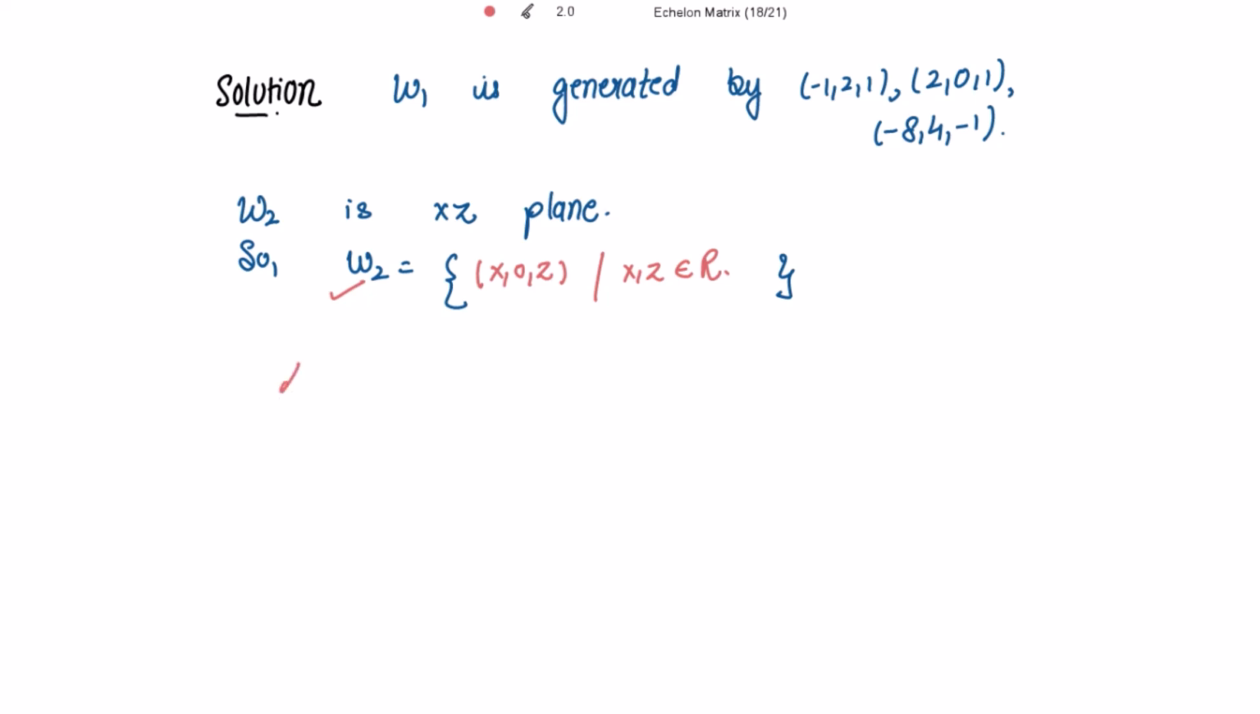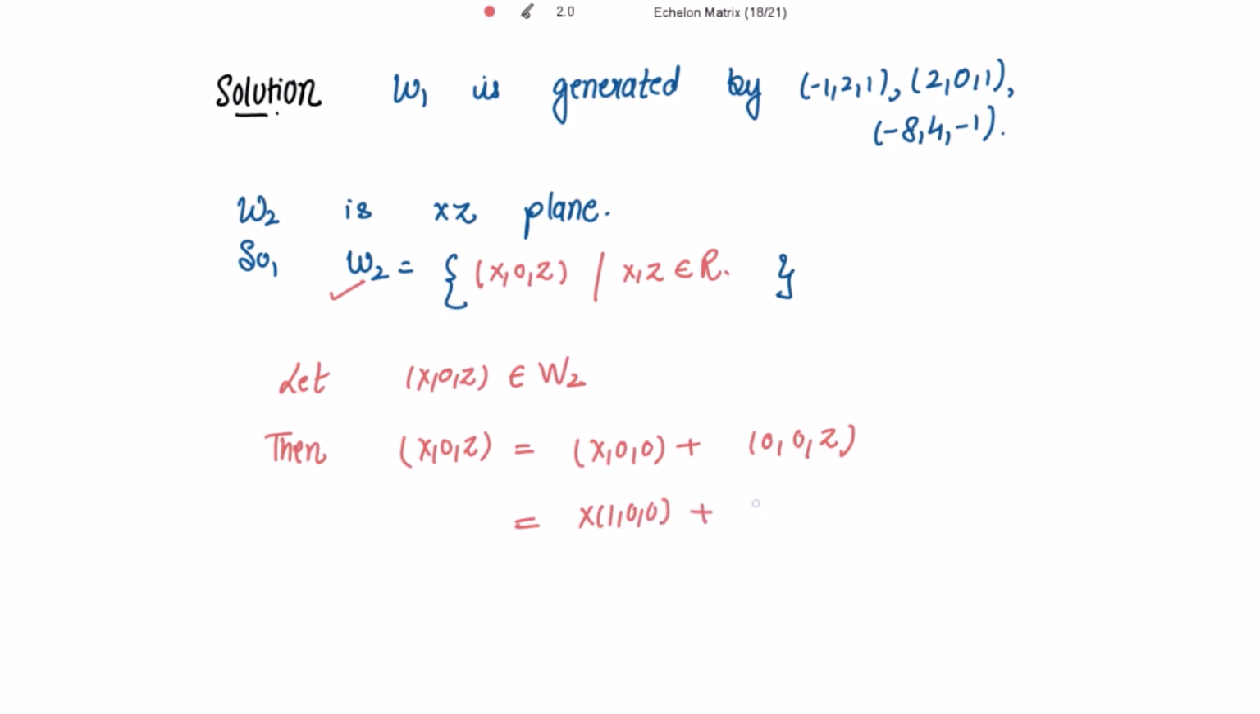for that, let's take an element from W2. So let x, 0, z belong to W2. Then this element can be written as x, 0, 0 plus 0, 0, z. When you add these two, you get this vector back, which can be further written as x into 1, 0, 0 plus z into 0, 0, 1. So that means this element x, 0, z is a linear combination of 1, 0, 0 and 0, 0, 1.